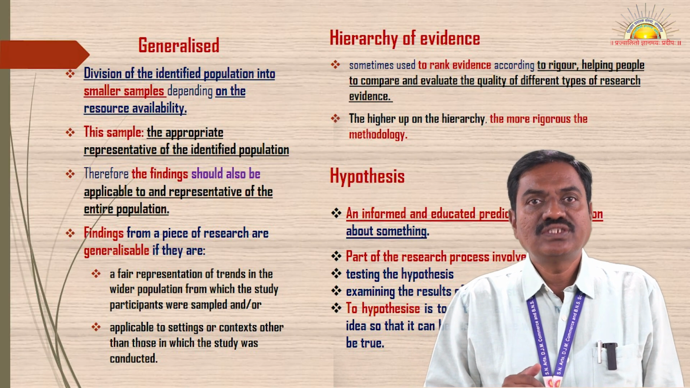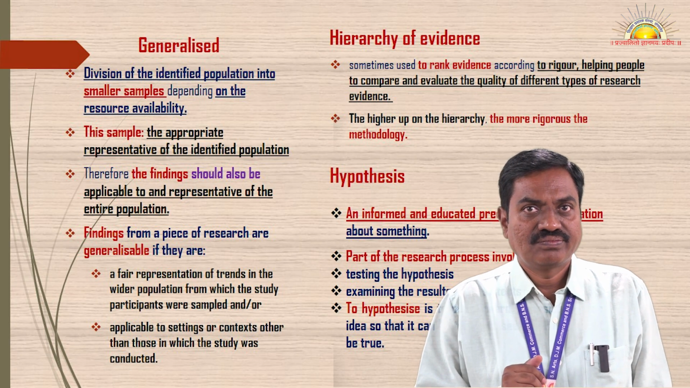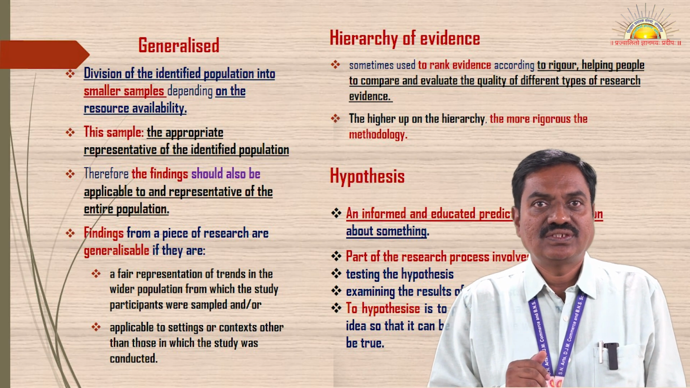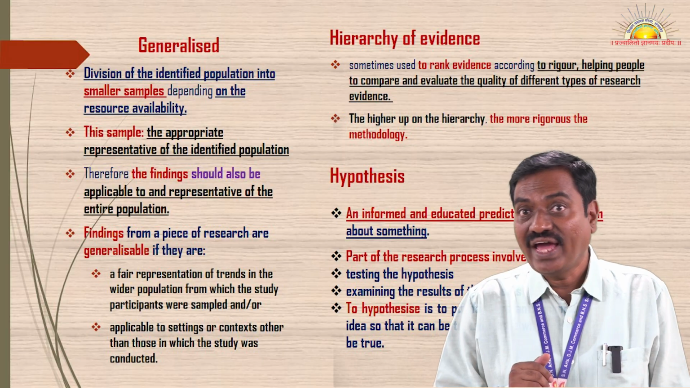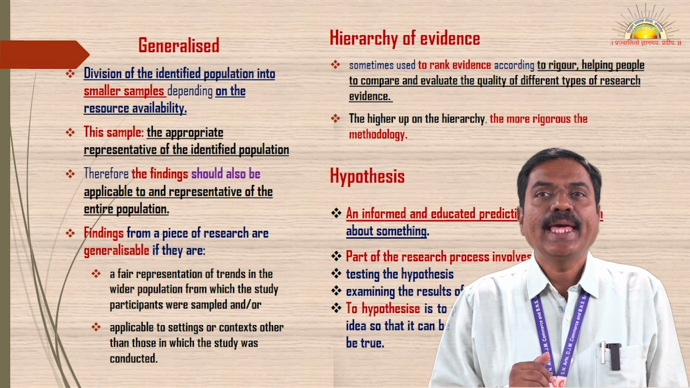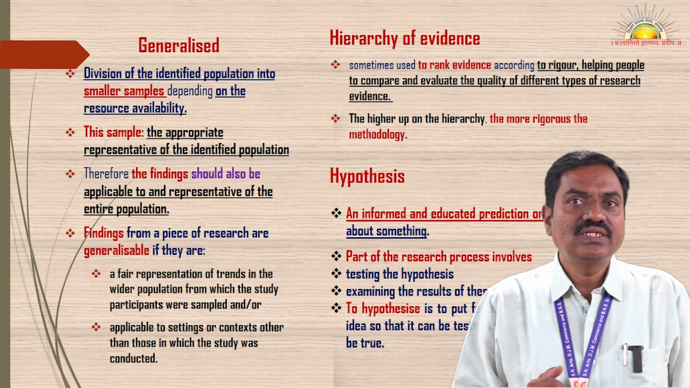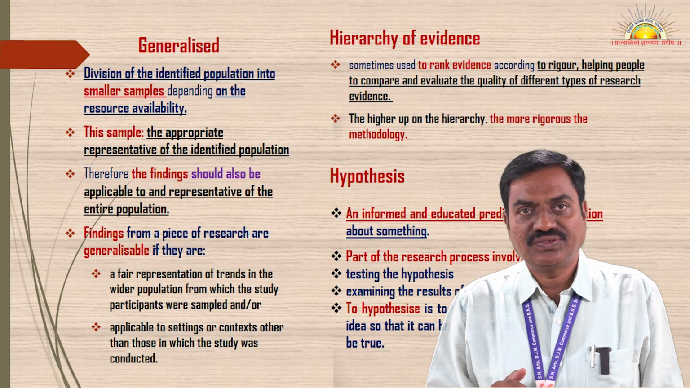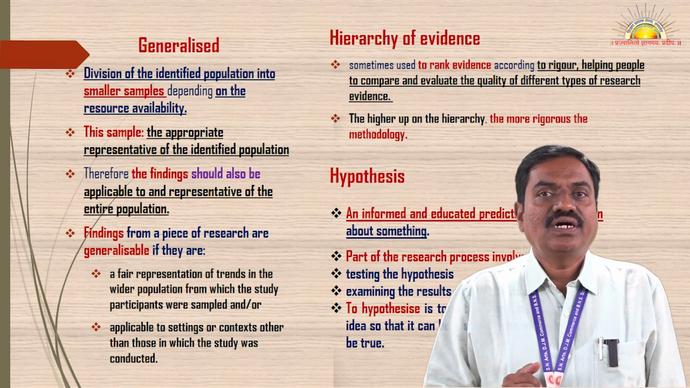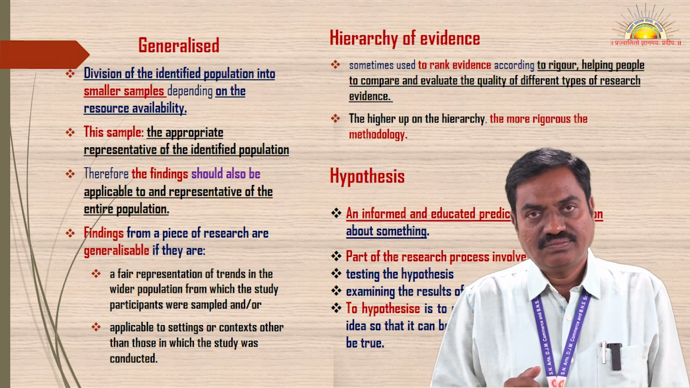The next concept or term that I am going to talk about is hierarchy of evidence. Hierarchies of evidence are sometimes used to rank evidence according to rigor, helping people to compare and evaluate the quality of different types of research evidence. The higher up on the hierarchy, the more rigorous the methodology.